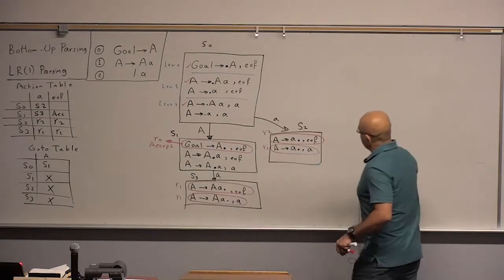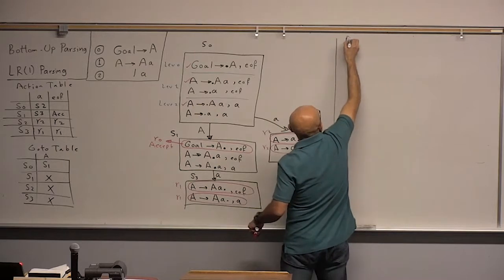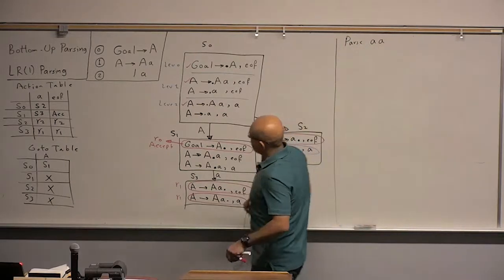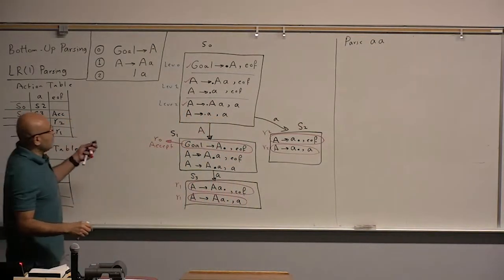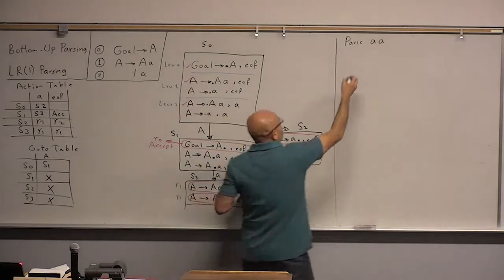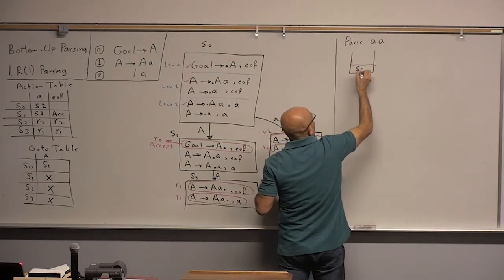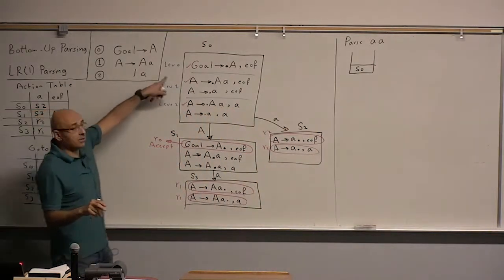OK, so now let's trace. Let's see how we can parse AA. How can we parse AA? We start at the start state. So step number 1 is S0. You push the start state on the stack. Our initial state is S0, the start state.